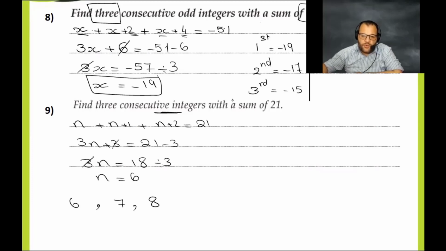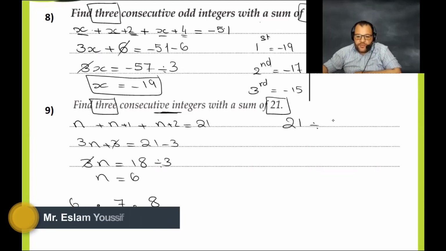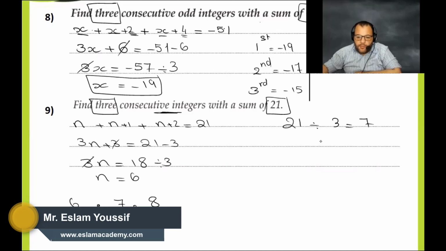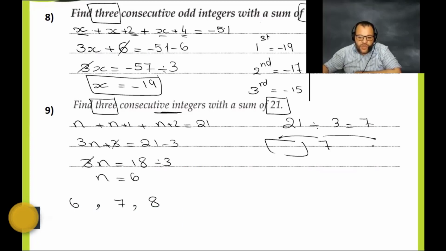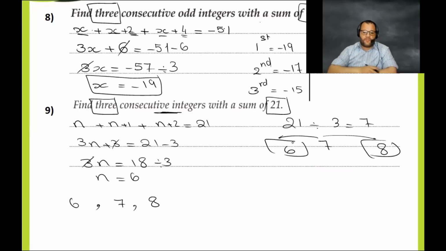Now if you need to solve another way, we have 3 numbers and their sum is 21, so 21 divided by 3 equals 7. Put 7 in the middle. Find a number before 7 and a number after 7. It will be 6 and 8.